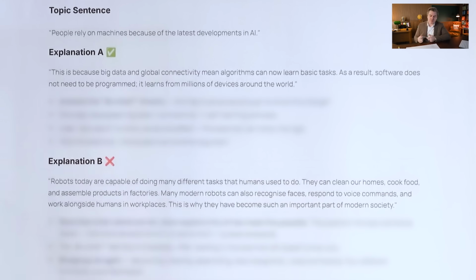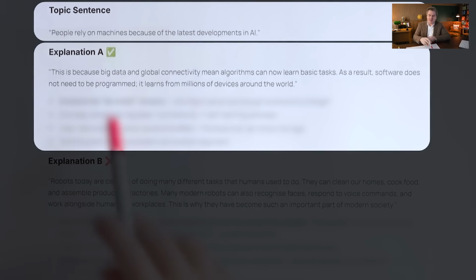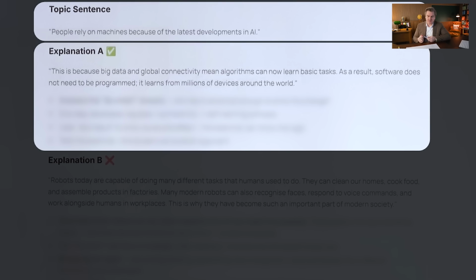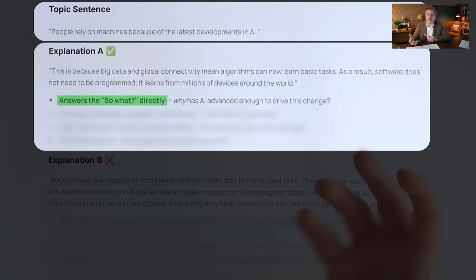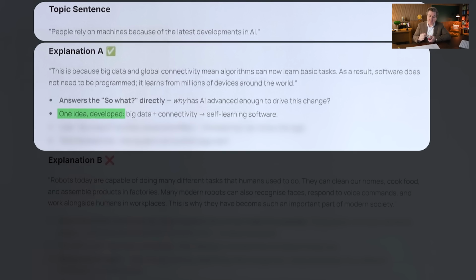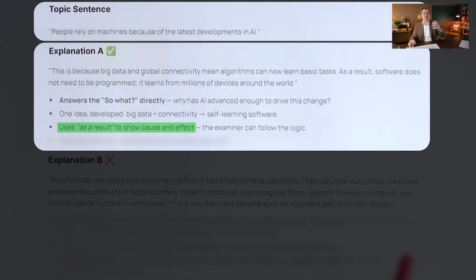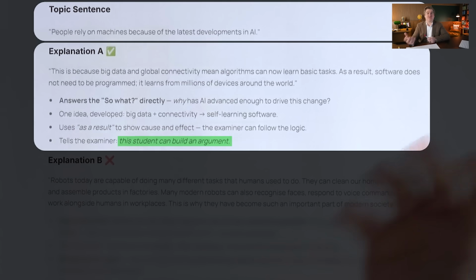So we showed you two explanations, explanation A and explanation B, and asked you which one was better. Well, explanation A was the better one because it answers that so what directly. And it has one idea that's fully developed and it shows the cause and effect. It shows, okay, this is happening with AI and this is how it is connected to robots. You don't have to do that in every single sentence, but they've done it here because it was logical to do that. And it just tells the examiner, this student knows how to use explanations. This student knows how to build an essay, build an argument.